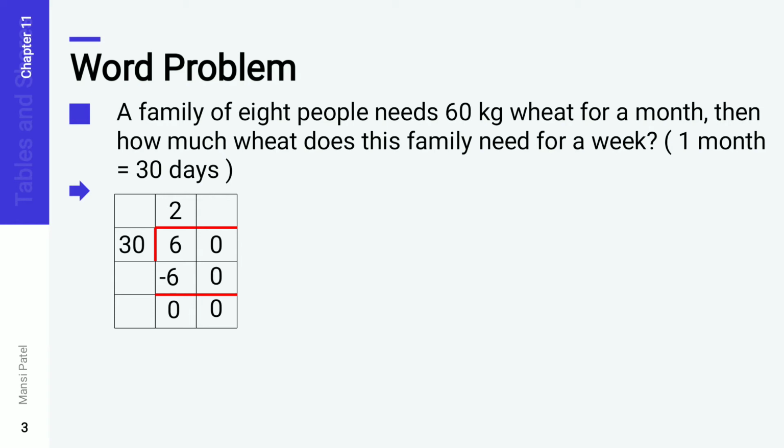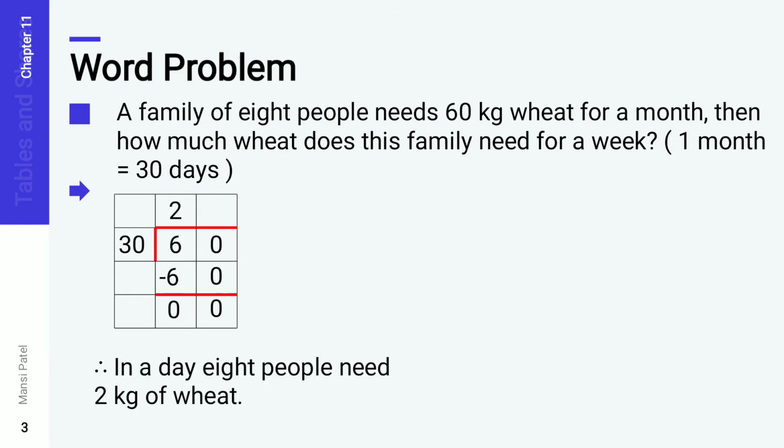Therefore, in a day, 8 people means this family needs 2 kilogram wheat. Now, they were asking how much wheat this family needs for 1 week. In 1 week, how many days are there? Yes, 7 days are there.